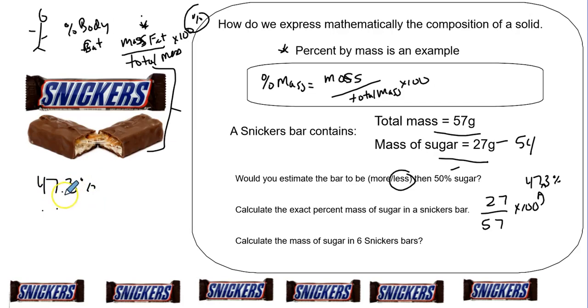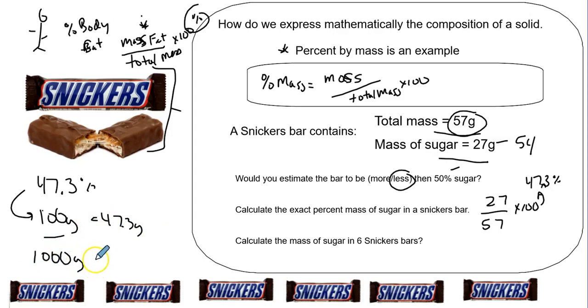Now, what does that mean, 47.3%? That's a fictional number. And what I mean by fictional, it means out of a pretend 100-gram Snickers bar, which would probably be pretty close to a king-size bar. So if you had 100 grams of Snickers, you would have 47.3 grams of sugar. If you had a 1,000-gram Snickers bar, which would be awesome, by the way, you would have 473 grams of sugar. That's a lot of sugar.